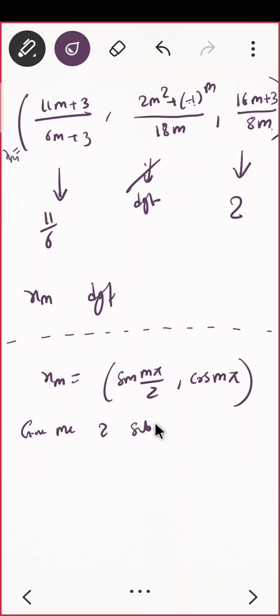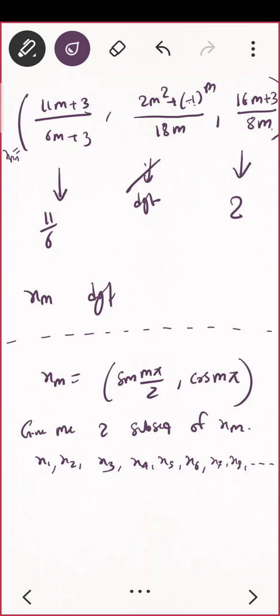Now give me two subsequences of this. Can you give me two subsequences of xm? First of all, do you understand what you mean by subsequence? If you are having a sequence x1, x2, x3, x4, x5, x6, x7, x8 and so on, correct? What do you mean by subsequence? You may answer by yourself. I don't have to take names all the time.